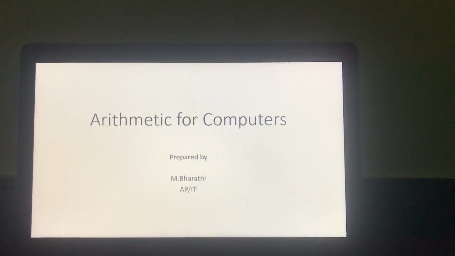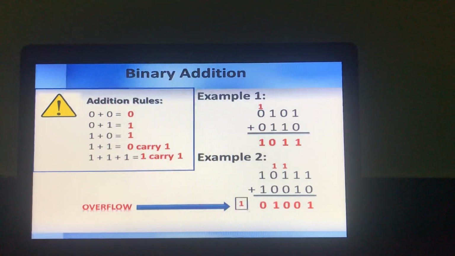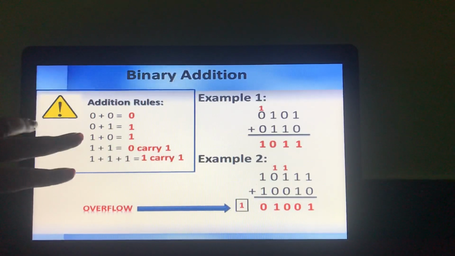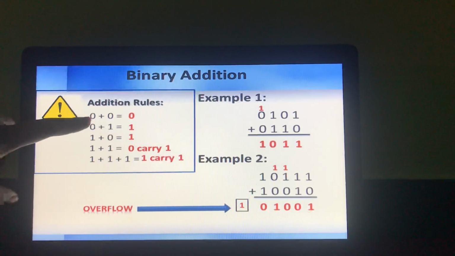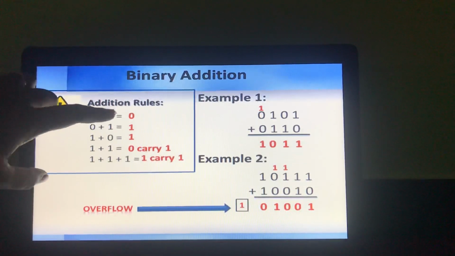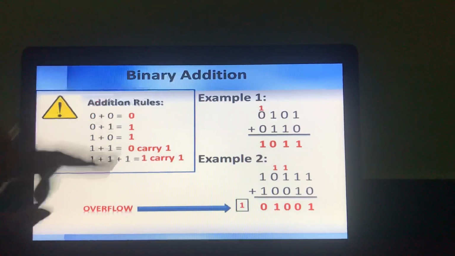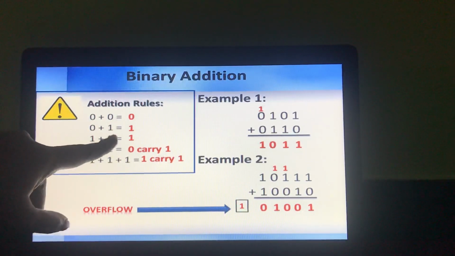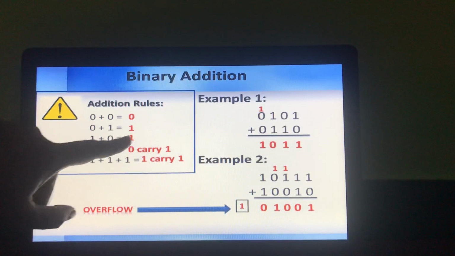Before entering into this, we should know the rules. The addition rules are four important rules. The first one is 0 plus 0. When anything is added with 0, you get 0. Next one is 0 plus 1. When you perform 0 plus 1, you get 1.